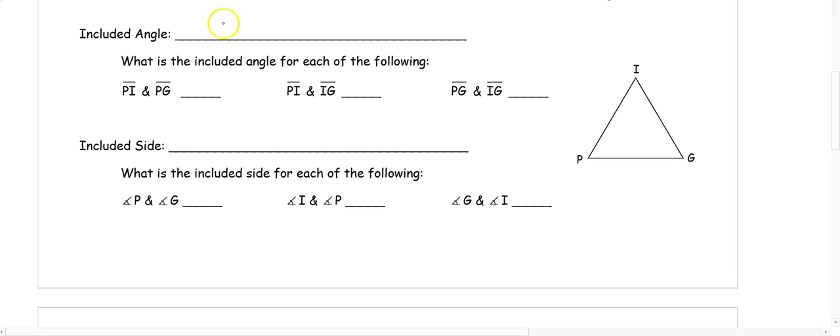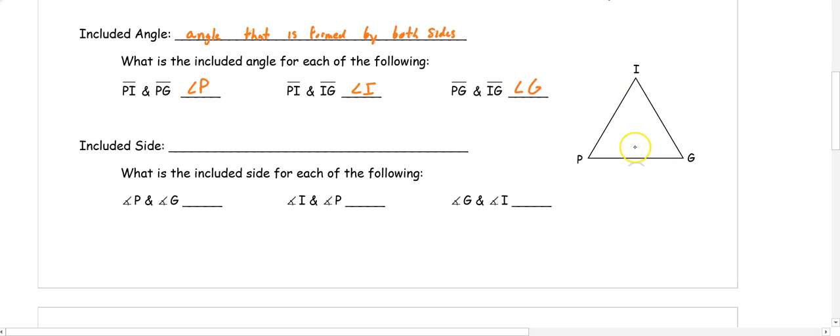So let's just review two important topics which come to play when we're trying to choose our method. So an included angle, remember, an included angle is an angle that is formed by both sides. So if I have the sides PI and PG, my angle is in between those, which would be angle P. If I have PI and IG, the angle inside is angle I. And if I have PG and IG, the angle formed by those would be angle G.